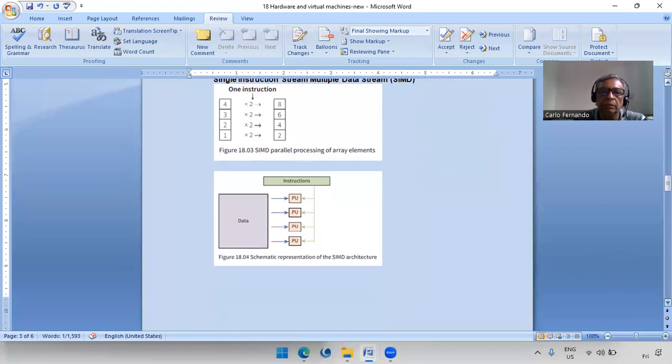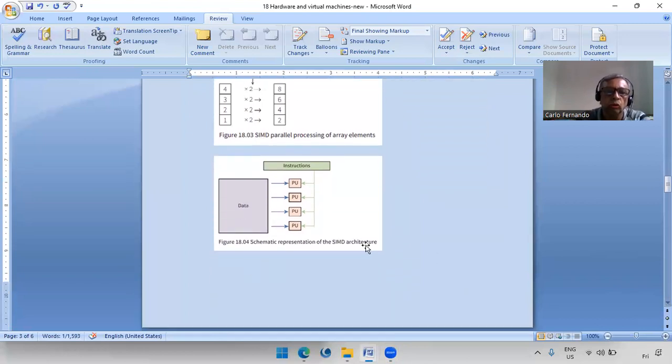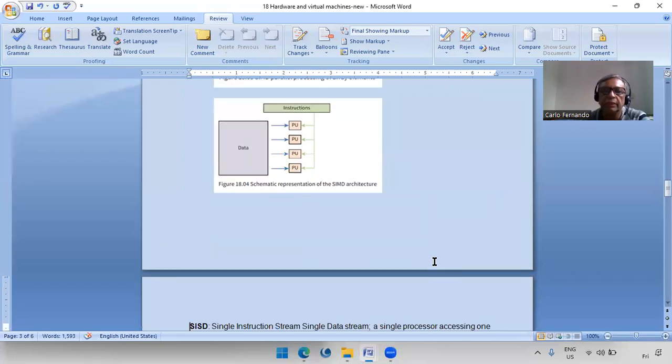SIMD. Then also the schematic representation of the SIMD architecture, that same thing. What happened here? It is handled by PUs, processor units, separate units. So for these 4, these are data. Data is here. For each operation, there is a unit. Schematic representation of the SIMD architecture.